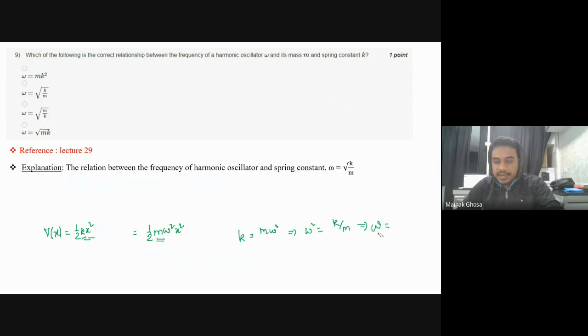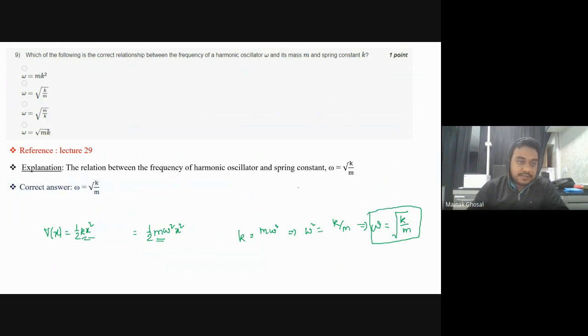You have seen earlier that in one problem I have used this relation whenever I was utilizing this kinetic energy. Okay, so your omega will be nothing but root over of k by m. So this is the correct answer.